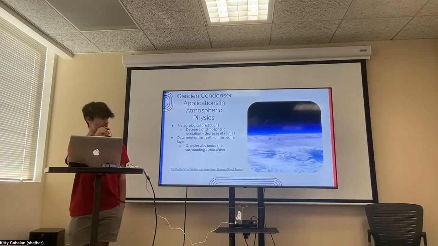And then the second main point of the Gaussian condenser in meteorology is determining the health of the ozone layer. In the ozone layer, O3 molecules individually ionize the surrounding atmosphere, which means that when the ozone layer is stronger, the surrounding atmosphere will be more ionized than when the ozone layer is weaker. And then if you use a Gaussian condenser to measure the ionization of the surrounding atmosphere, it's possible to determine the health of the layer by seeing if it's a high ionization or a low ionization.